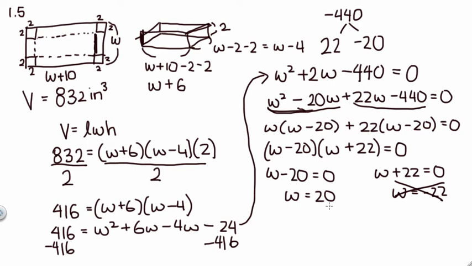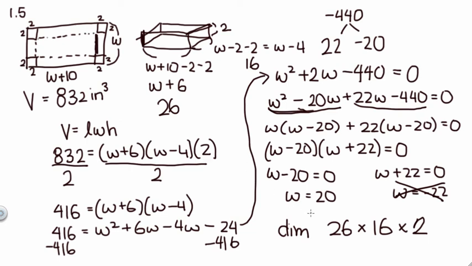But the question asks for the dimensions, not what w was, which is something that you made. So if we're looking at dimensions, it's w plus 6, so it's 26, by w minus 4, so that's 16, by 2. So the dimensions of our solid are 26 by 16 by 2. It's our length times the width times the height. To check that you've done this correctly, if you multiply it out, it should equal our volume. And the unit is inches, so it should be 26 inches by 16 inches by 2 inches.